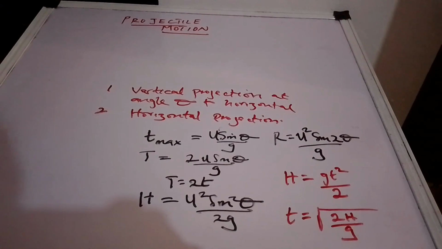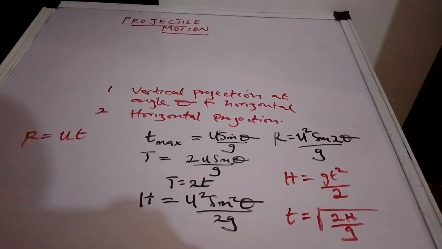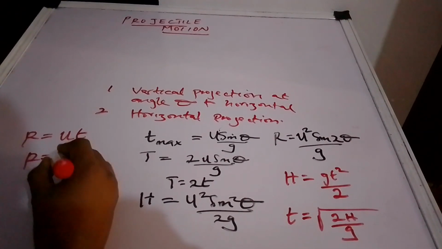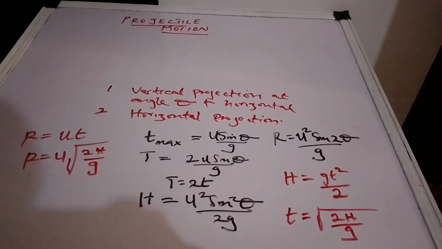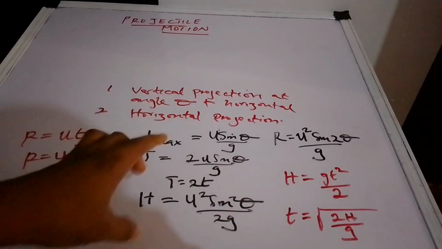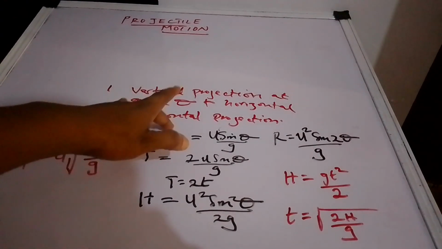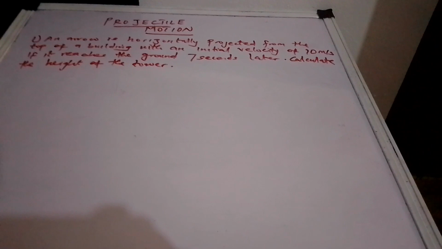And if I want to find the range, let me write it to this side because of the space. Our range is going to be u multiplied by t. Since our t is the square root of 2h over g, our range can also be written as u times the square root of 2h over g. So these are the formulas we'll be applying. For vertical projection, the formulas I put down in black are what we'll be applying. And when it comes to horizontal projection, the formulas that I put down in red are the ones we'll be using. So let's quickly go to example 1 now. So let's read example 1.